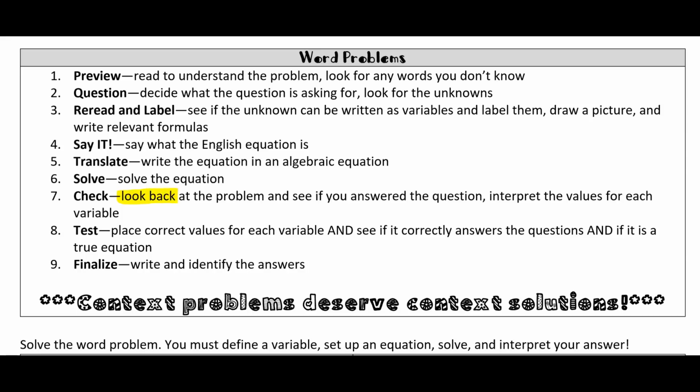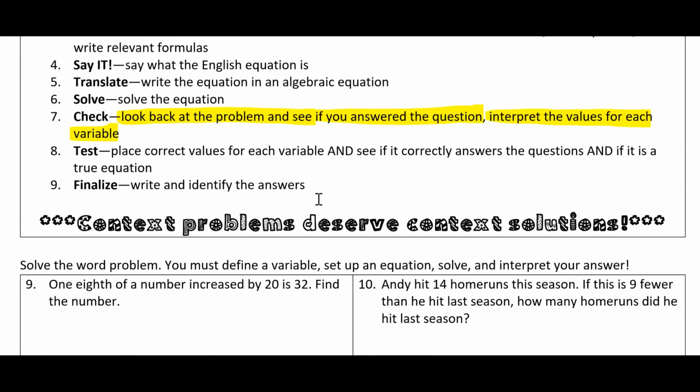Always look back at the problem and see if you answered the question. You have to interpret the values for each variable. So again, you should always be reading your word problem at least 3 times. Pre-read it, read it for understanding to write equations, and then reread it to see if you actually answered the question. You can actually test word problems. You can see if the answers you got make sense. Pick some values and see if they're going to work in the equation you picked.